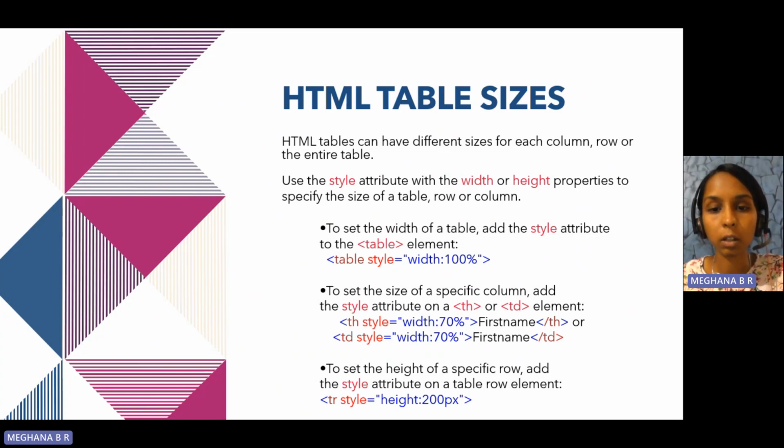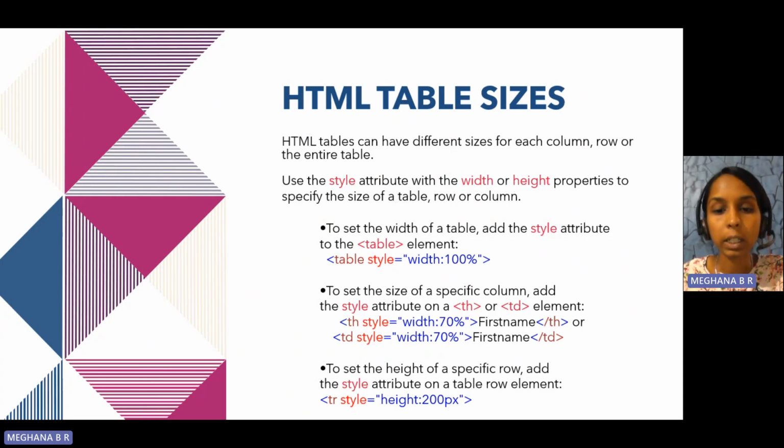To set the width of the table, add the style property to the table element. When we want to set the width of the complete table, we use table style equal to width 100%. So this is the syntax for setting the width of the table.